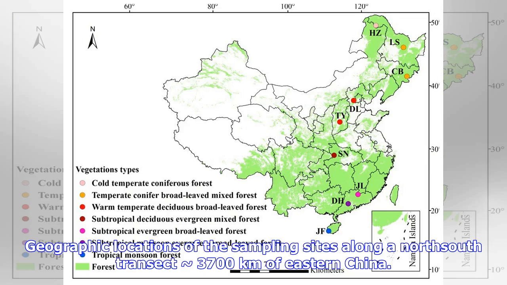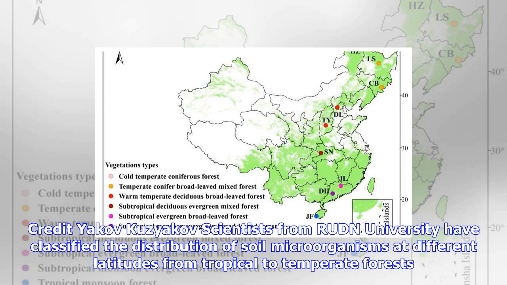Geographic locations of the sampling sites along a north-south transect 3,700 kilometers of eastern China. Credit Yakov Kuzyakov. Scientists from RUDN University have classified the distribution of soil microorganisms at different latitudes from tropical to temperate forests. The results of the study were published in Functional Ecology.